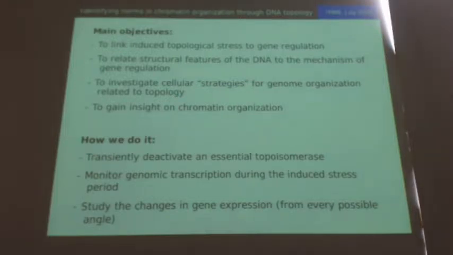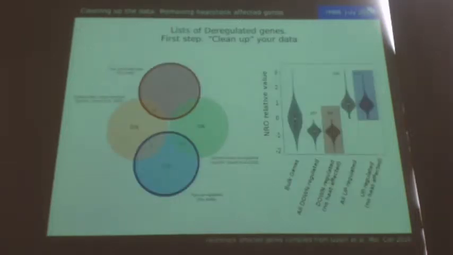So what did we do? We had the yeast strain that was lacking topoisomerase 1 and had a thermosensitive topoisomerase 2. So topoisomerase 1 is not essential, but topo 2 is essential. So what we did is that we used this mutant strain. We deactivated transiently the topo 2 by giving a thermal pulse of 10 minutes. And during this pulse, we gave the cells radio-labeled UTP, and monitored the output of transcription.